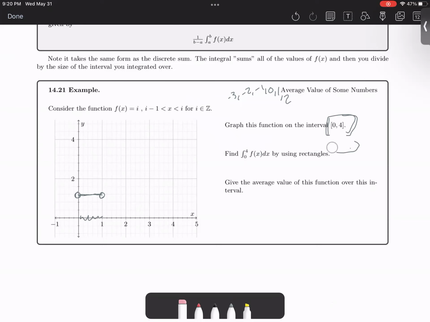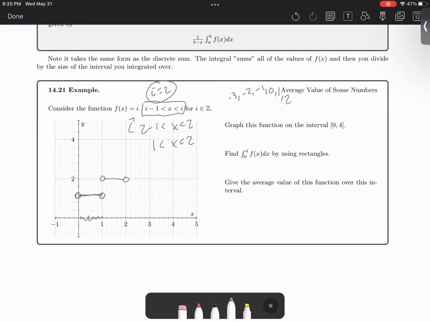What about what's going on between 1 and 2, right? So we started with i is equal to 1. Let's start with i is equal to 2 now. So if I look at this, and now i is equal to 2, 2 minus 1 is less than x is less than 2. So that's, oh, x is between 1 and 2. Okay. So when x is between 1 and 2, I'm supposed to return my i value, which in this case was 2. All right, so you see that we're kind of just getting a stair-stepping function.